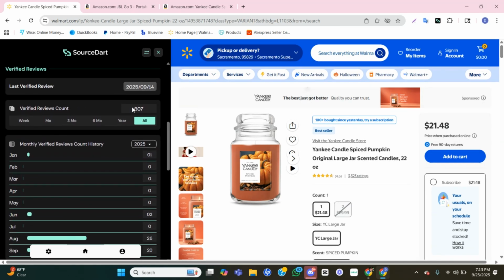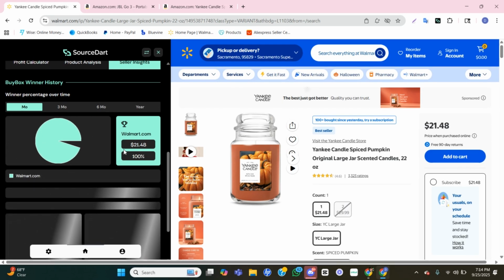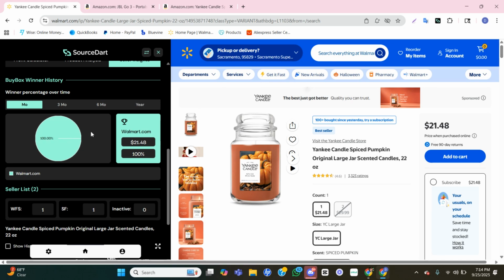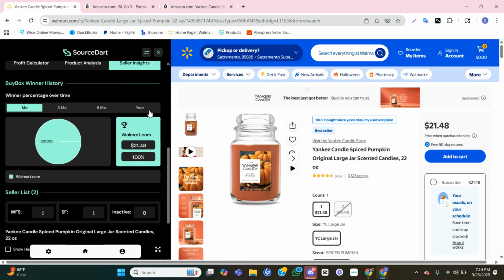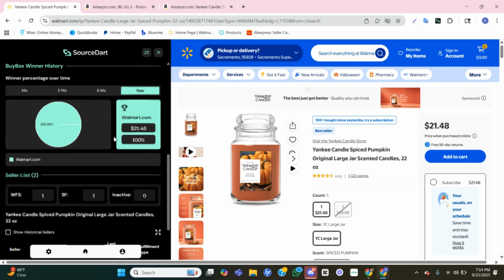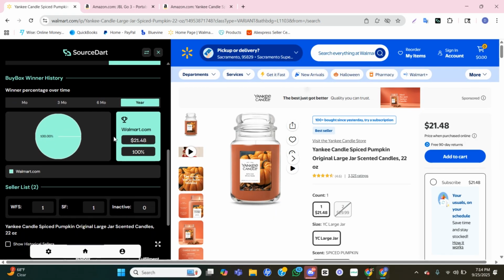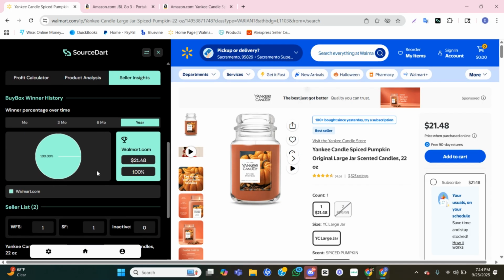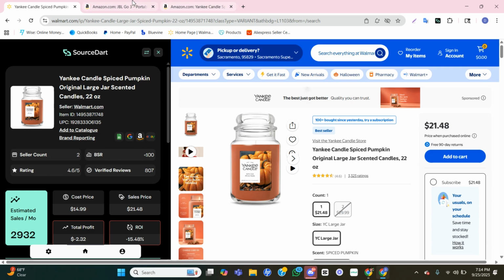Okay, so why do you think the data is like that? Because if you can see here, Walmart is the one who's getting all the sales. Okay, and then let's see in a year. Okay, all are Walmart. So meaning, this is not a good product to sell because it's always going to be Walmart who is going to sell this product. So this one, we will not get this.